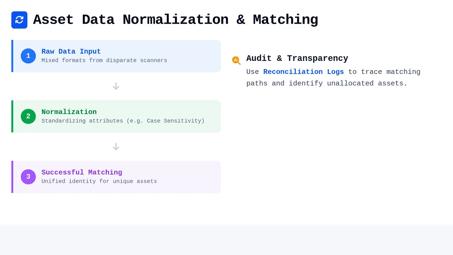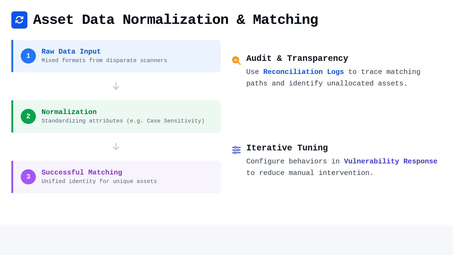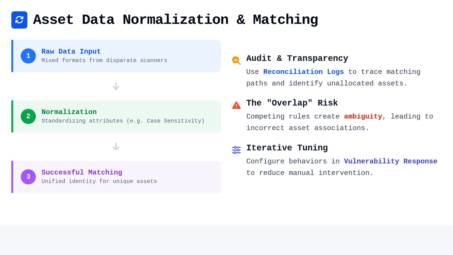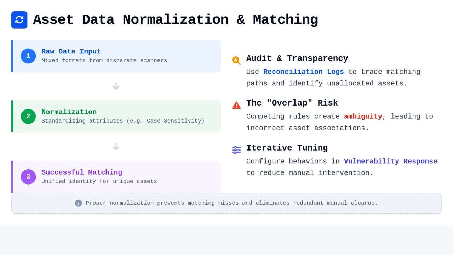By reviewing the reconciliation logs, you can determine exactly which matching rule triggered a link or why an asset remained unallocated. This level of transparency into the matching sequence allows you to fine-tune your criteria algorithms iteratively. When you observe a pattern of incorrect asset association, the issue often stems from overlapping criteria where two rules compete for the same attribute, leading to ambiguous results.